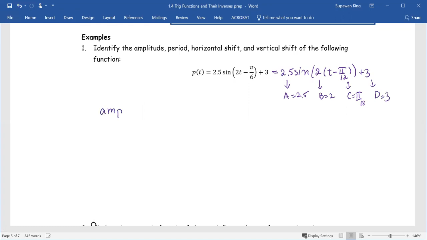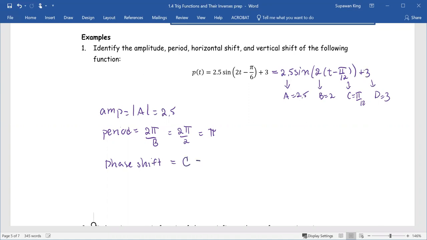The amplitude is the absolute value of A, or 2.5. The period is 2 pi divided by B. In this case, B is 2. Therefore, the period is pi. The phase shift, or the horizontal shift, is the value C, or pi over 12. The vertical shift is D, or 3.